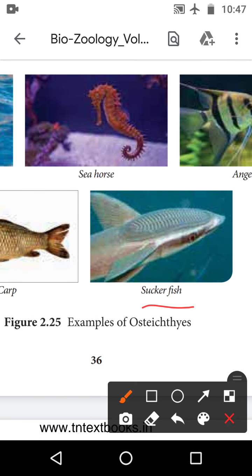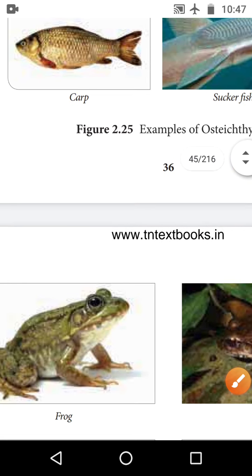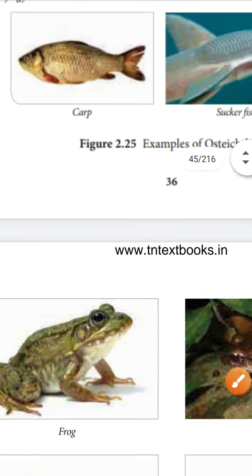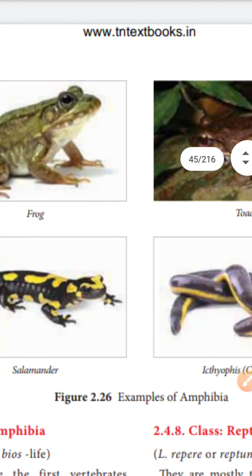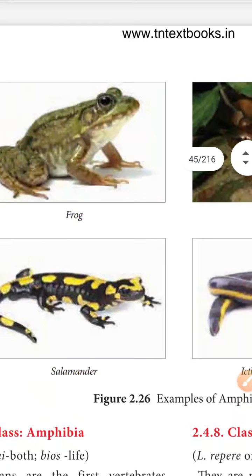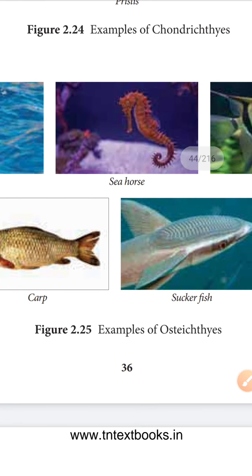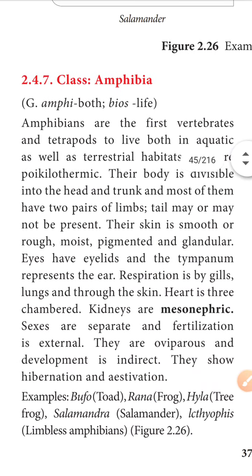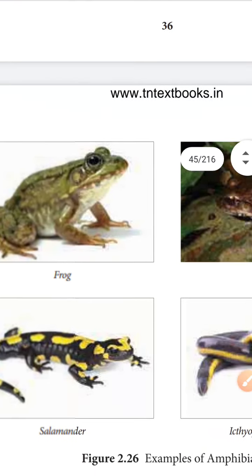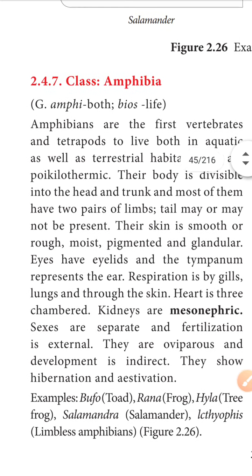Sucker fish, it has a flight-like structure. So this one is only an example of this fish. We will see the next one. This already is this type, a finish for the fish family. So next we will see the tetrapods. It is the first class.